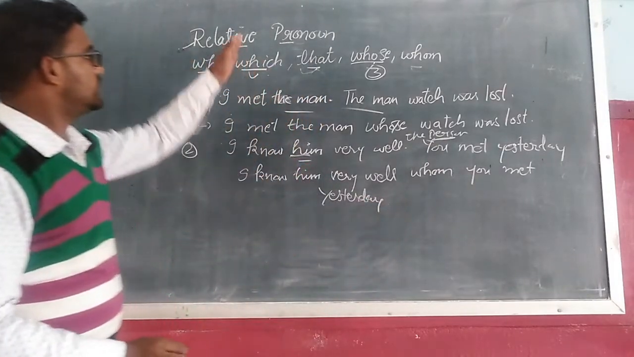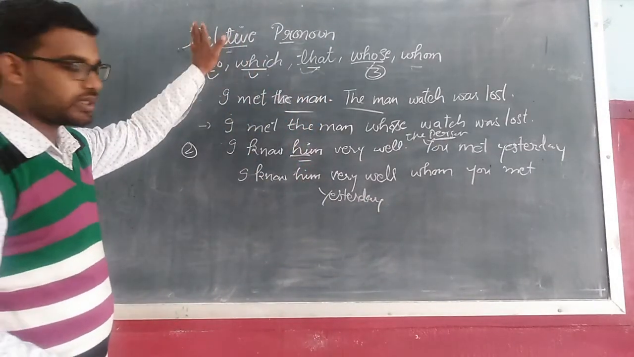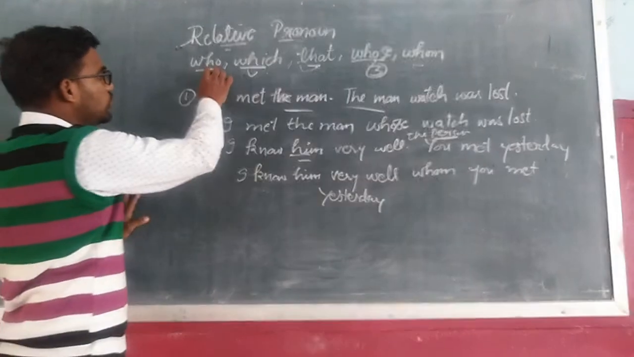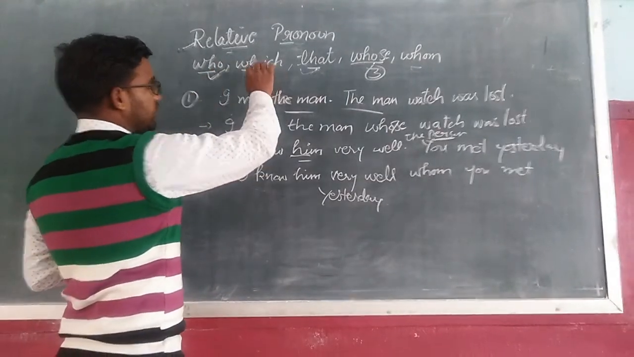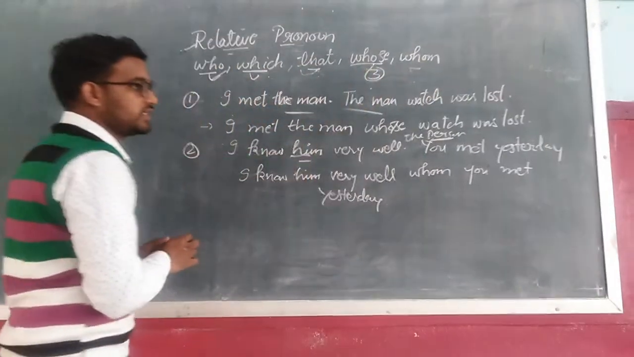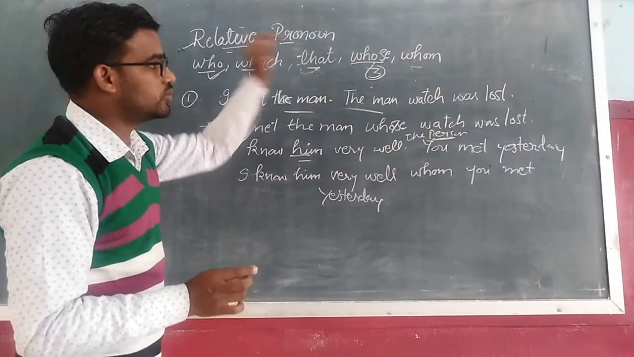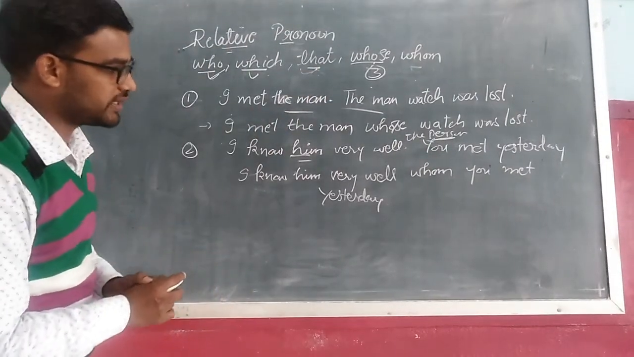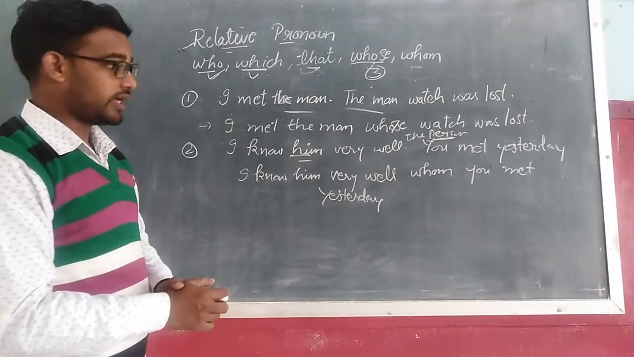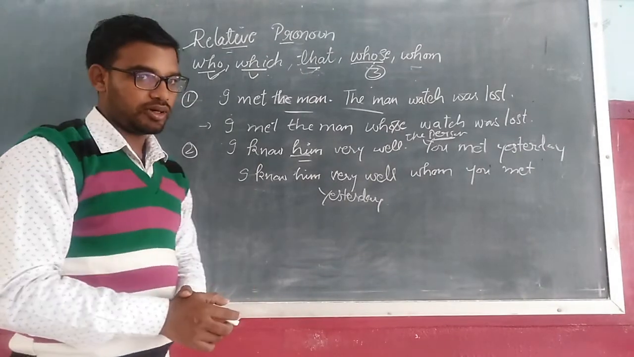So guys, to learn this relative pronoun, it's too easy. The only thing we have to remember is that who is always used for a person, which and that for non-living things, and whose and whom for a person who is the object or third person. Okay, hope you understood relative pronoun very well.